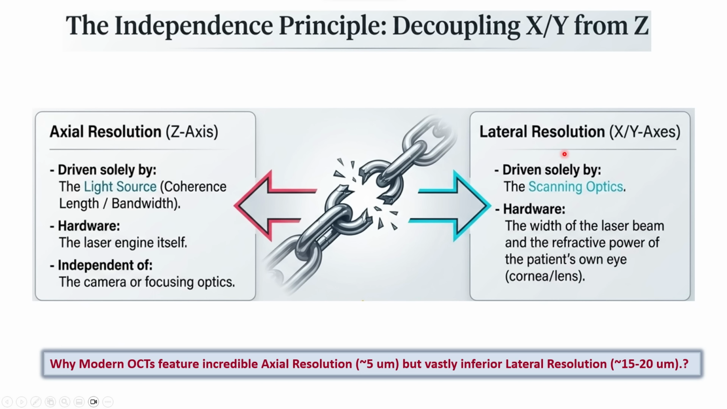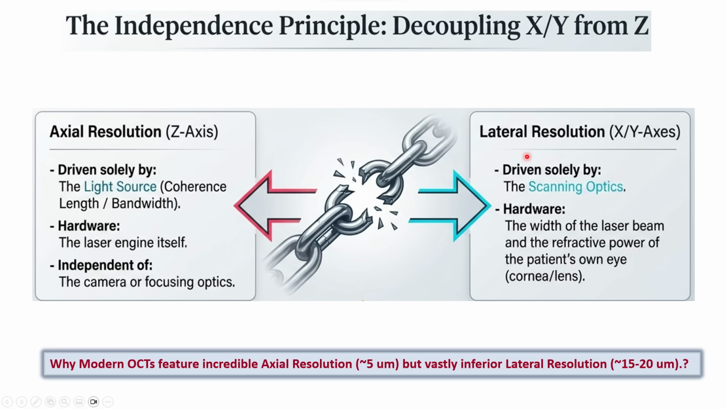And the reason why, the lateral resolution is not dependent on the light source, is not dependent on the bandwidth, but it is dependent on the optics of the machine you are using and also on the patient's refractive state and the optical media. For example, if there is corneal opacity or media opacities or the patient has high myopia, all this will affect the lateral resolution but will not affect the axial resolution.